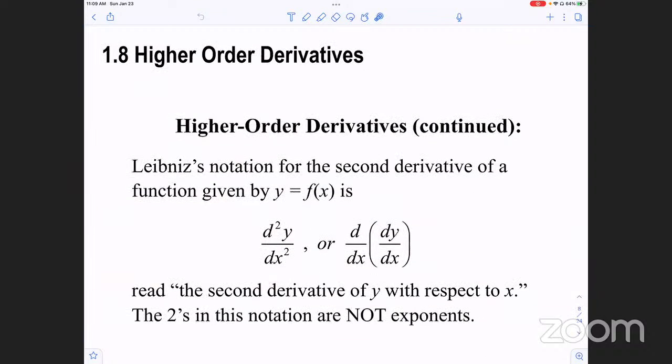Okay. So Leibniz notation for the second derivative of a function, d squared y by dx squared, is the second derivative of y with respect to x. It looks like this, right? Or d by dx of dy by dx, right? Again, this is read the second derivative of y with respect to x. The 2's in this notation are not exponents, right? So they're not exponents. We're not squaring anything. That just means take the derivative twice in this case.